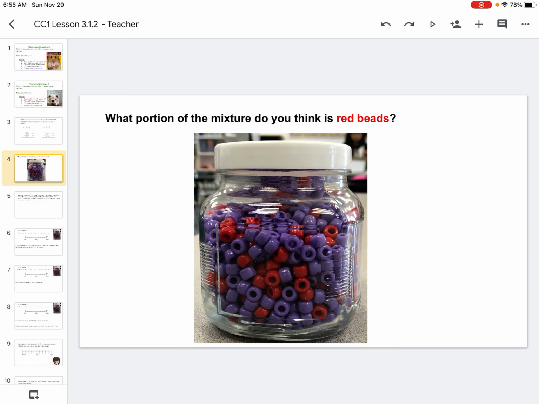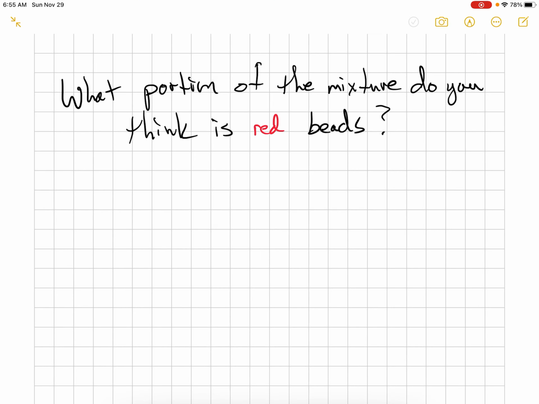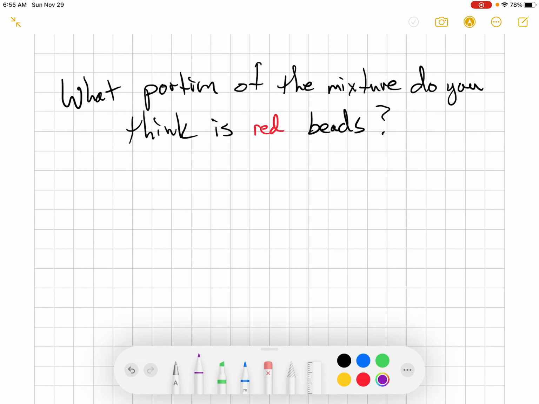Boy, I'm taking a look at that picture and thinking to myself, oh, there's more purples than reds. How much? I don't know, right? Let's go back to this. What could a portion be? You might say, oh, like 1/4. Let's do this here. Some of you might be like, 1/4 of these are red. Maybe you had a different fraction in mind, and that's perfectly fine.